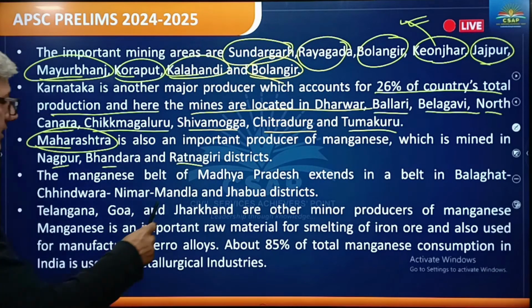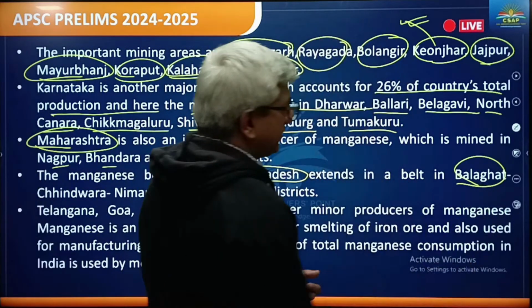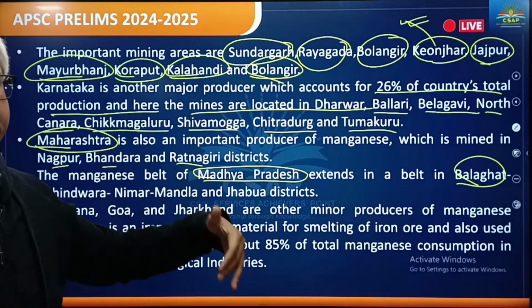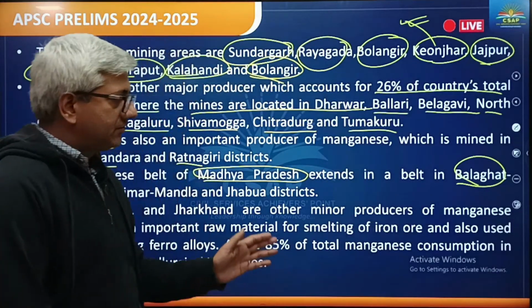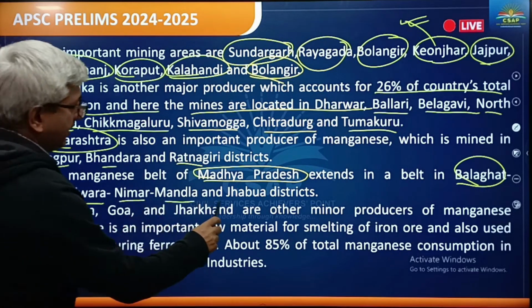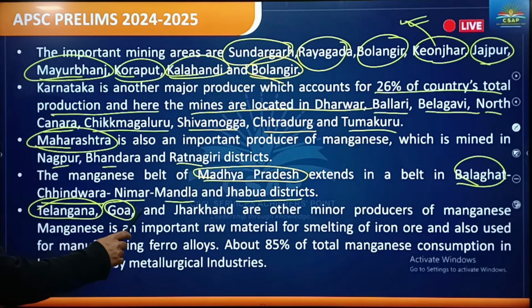Madhya Pradesh is again an important producer of manganese in the country. In the belt of Balaghat and Chhindwara, Balaghat district is very famous because it is next to Chhattisgarh. Just a political boundary, otherwise Chhattisgarh was earlier part of Madhya Pradesh, so Balaghat is quite next to Chhattisgarh area, an extension of that bedrock. Chhindwara, Nimar, Mandla, and Chhabua district. Telangana is another state. Again, Goa and Jharkhand are minor producers of manganese.